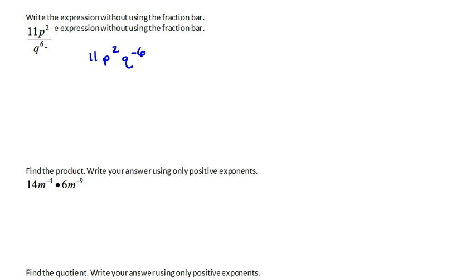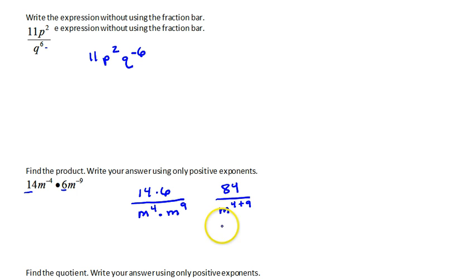Here's one that says find the product. Our variables are to the negative power. Be careful though, because the 6 and the 14 are not to the negative power. So I have 14 times 6 on top, and then I'm going to move my variables to the bottom, m to the 4th power times m to the 9th power. Now this will be much easier to solve. 14 times 6 is 84. Then I have m to the 4th power plus 9.